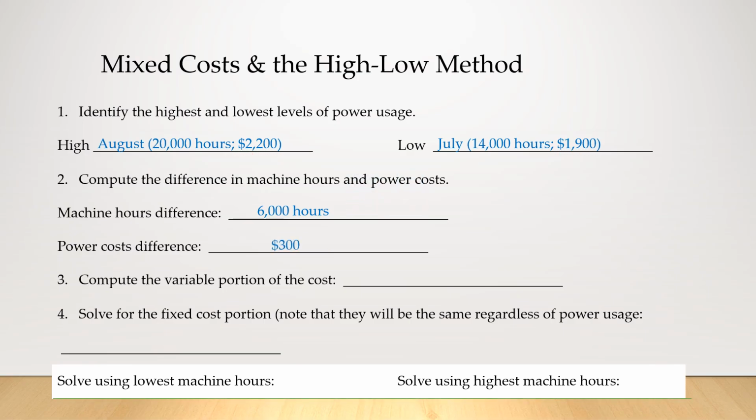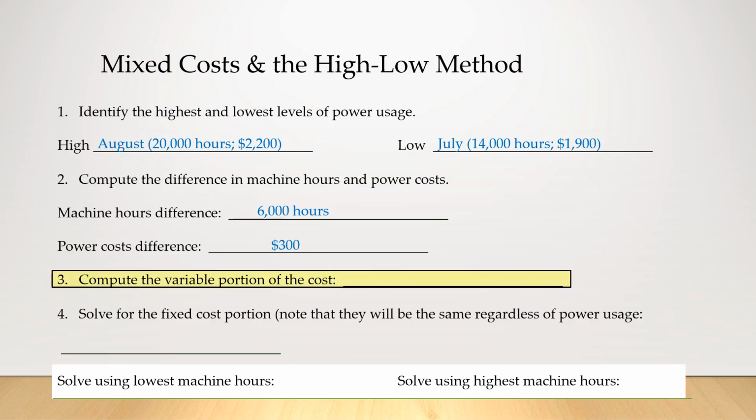Now we move on to number 3 and compute the variable cost. We use the figures in number 2 to do so. We're trying to get a rate of dollars per hour, so we divide the $300 cost difference by the 6,000 hour time difference. Our variable cost rate is 5 cents per hour.